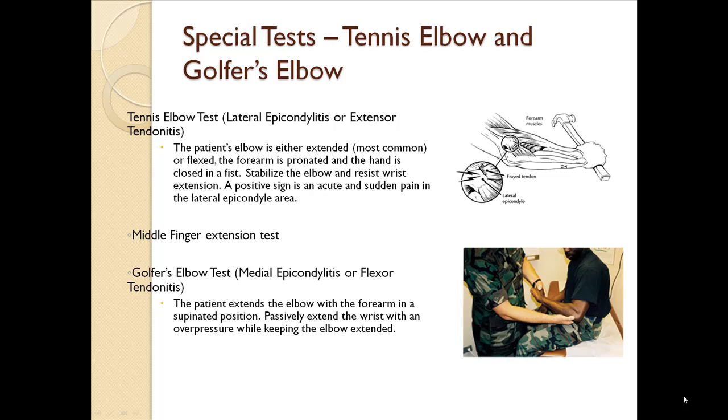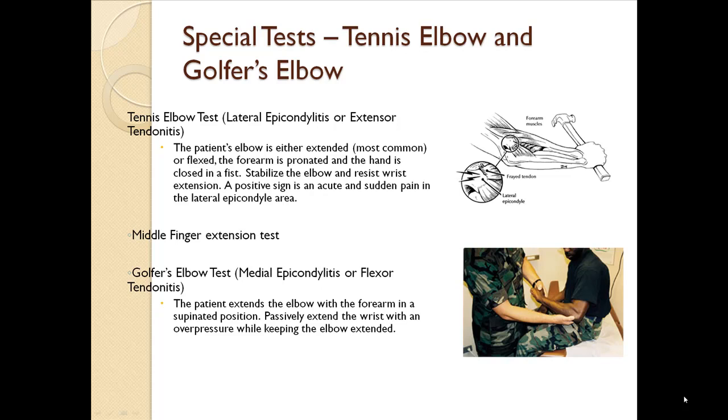This test is sometimes done just with the elbow in extension and asking the individual to grip. There is also a middle finger extension test in which the middle finger is held in extension whilst the elbow is also maintained in extension. This has the effect of loading up extensor carpi radialis brevis in particular, which is the commonest site of irritation or commonest site of injury in a tennis elbow type problem.